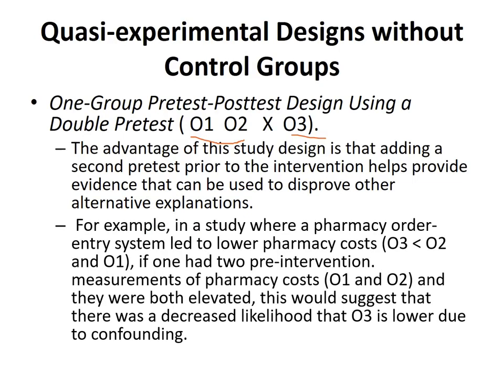For example, in a study where a pharmacy order entry system led to a lower pharmacy cost, for example, O3 was lower than O2 and O1, if one had two pre-intervention measurements of the pharmacy cost and they were both elevated, this would suggest that the decrease in the cost was related to the intervention and not to the confounding.